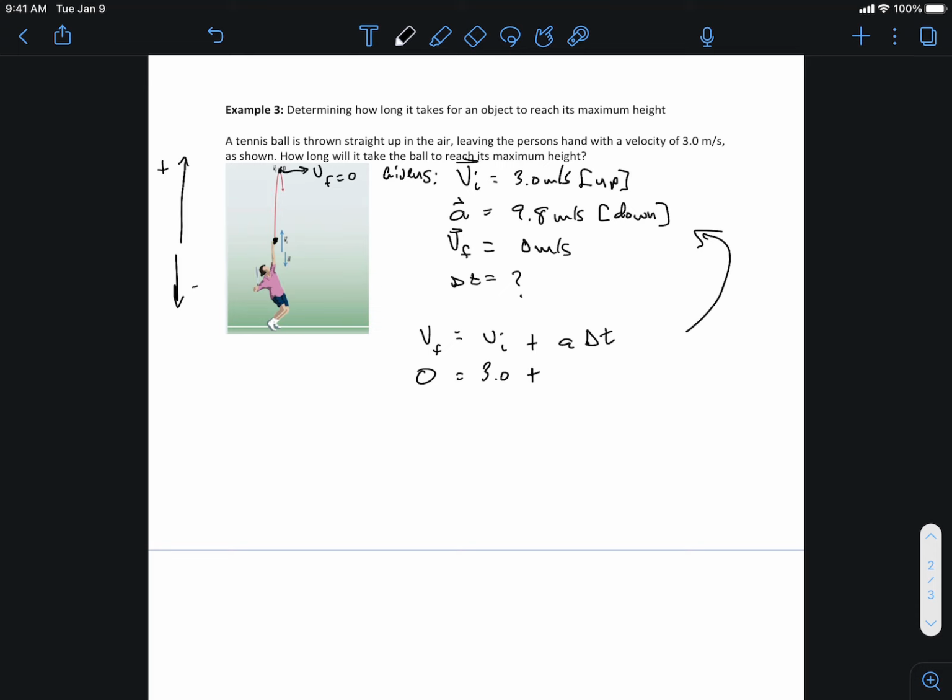Plus, now here's the catch. Acceleration is pointing in the downward direction. So I'm going to say negative 9.8 times delta t. You're just going to solve for delta t. So you're going to create a 0 pair here. This is like the math review. I'm just going to go -3. What I do to one side, I have to do to the other. So we get minus 3.0 is equal to negative 9.8 multiplied by delta t.